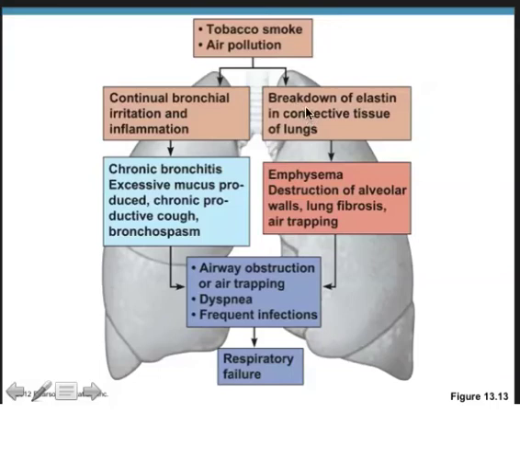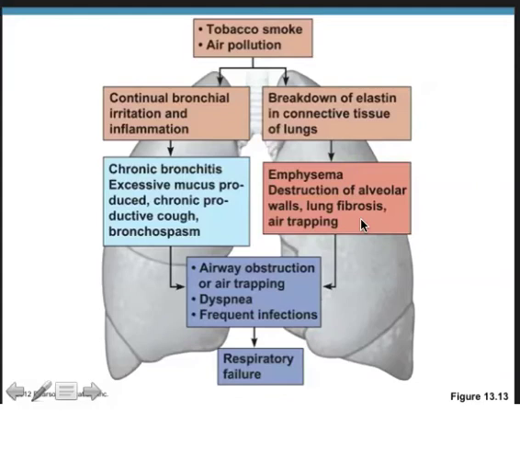It can also result in the breakdown of elastin in the connective tissue of the lungs, so they're less stretchy. The emphysema results in a destruction of alveolar walls. The lungs become fibrotic, so they become basically scar tissue, and this results in air trapping because the lungs are unable to expand and contract as they used to during the course of normal breathing.